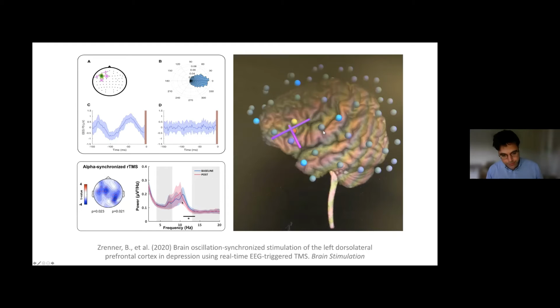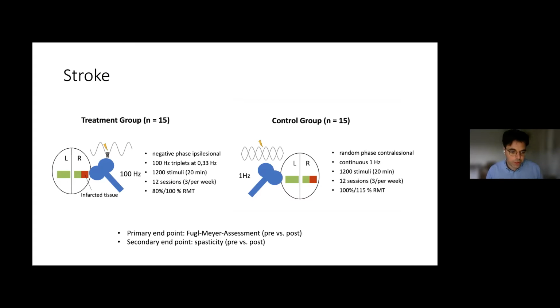We did get a significant change in the resting EEG, indicating that the negative peak triggered TMS did have differential effects on increasing excitability. So this is promising, and the follow-up larger study will hopefully be starting soon. So just a very quick overview over the depression application, and then of course stroke.